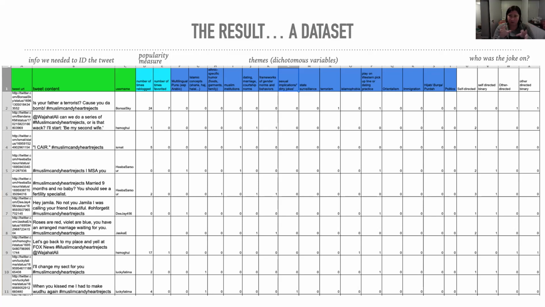Essentially, I went through and designated some of these themes to be self-directed, meaning making fun of Muslim communities, and some of them to be other-directed, which is making fun of the state or non-Muslims or something like that. And then I added it up, and I also had a binary version of that. So some of it was how many self-directed themes versus how many other-directed themes, and then it was, is this self-directed or other-directed?